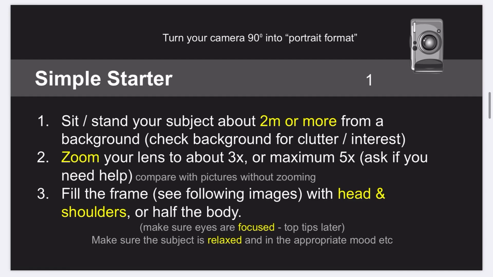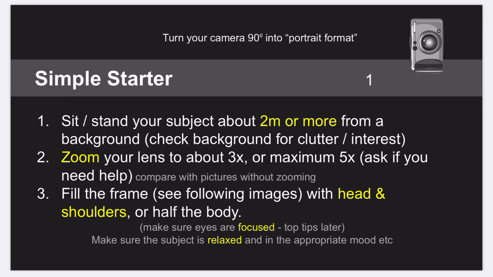We need to kick off with turning our camera 90 degrees. That's our portrait format as it's known. So that's basically a nice little frame for a portrait. We're going to sit our subject, our person, about 2 meters away from a background. Just check it's not distracting for any reason. And you're going to be about maybe 2 meters or so from them as well. Okay, so just get that organized.